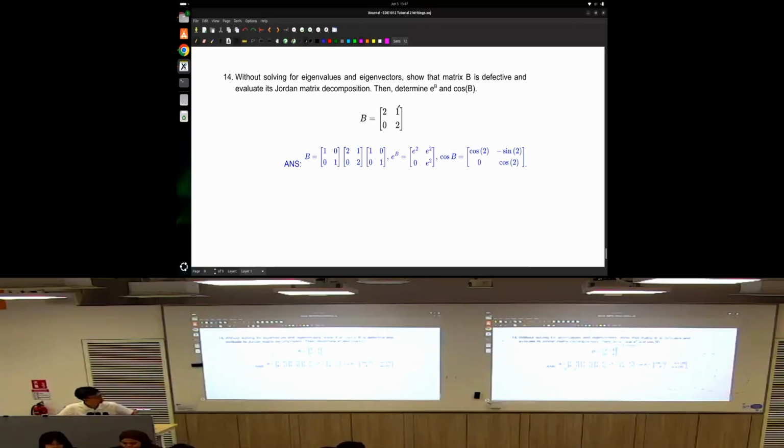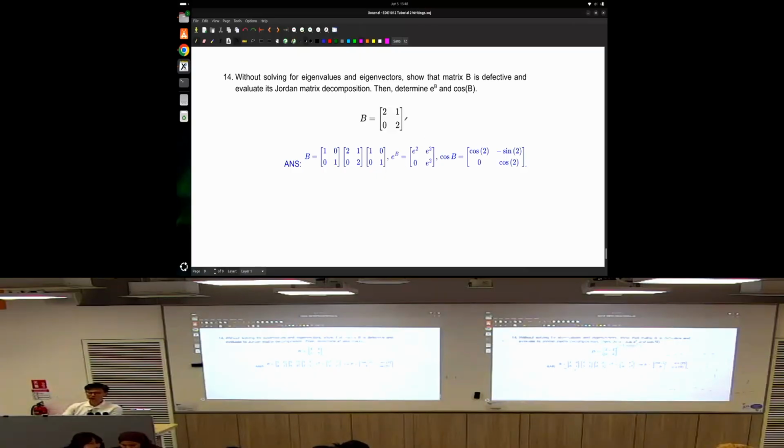What about the one here? Should it be 0? No. Matrix B can be any matrix. How can I tell that this matrix is really defective without looking at the comparison of the AM and GM of the eigenvalues? The determinant is 0? No, the determinant is 4: 2 times 2 minus 0 times 1. So the determinant is not 0. It's invertible, matrix B.